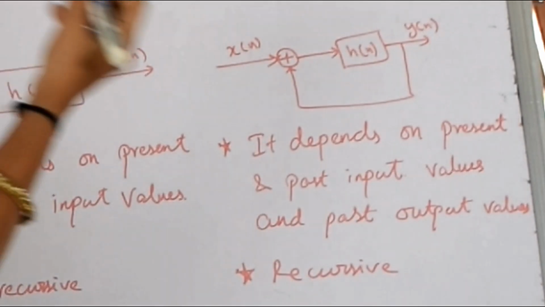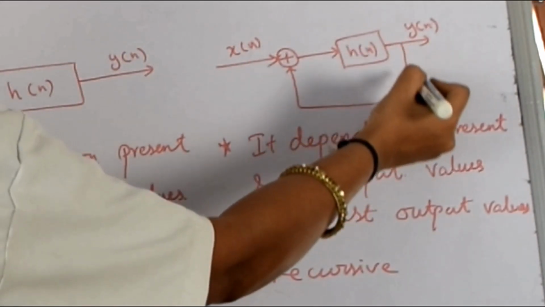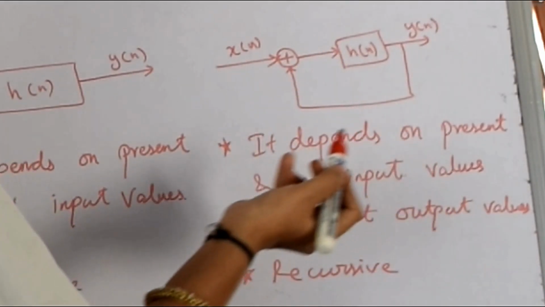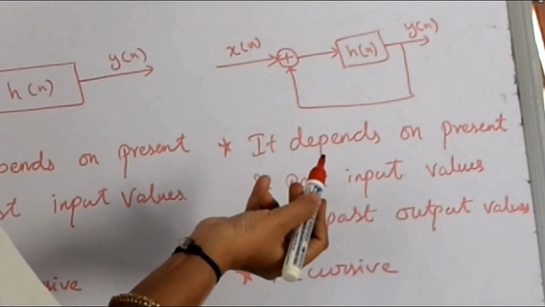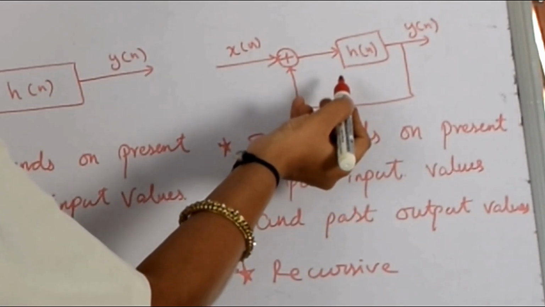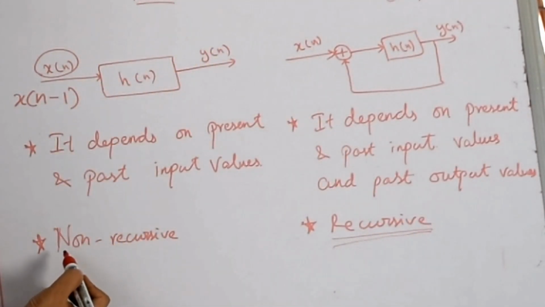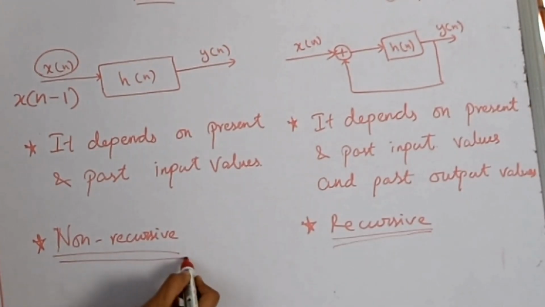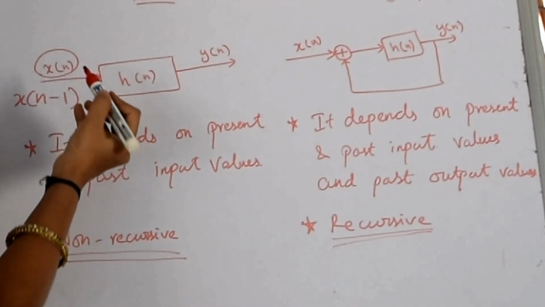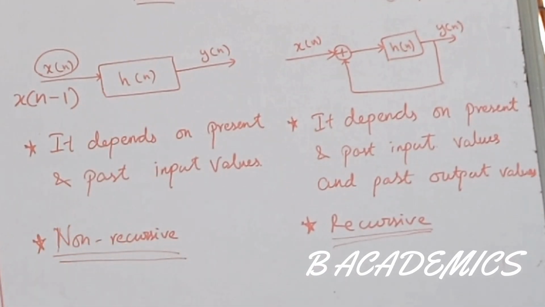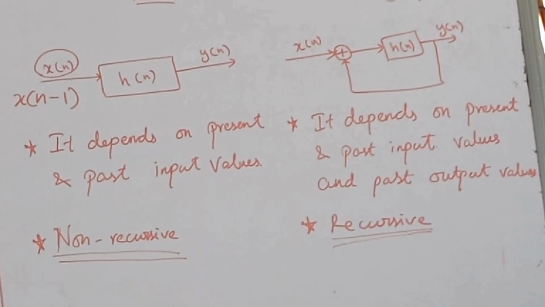Whereas in IIR, here we have the feedback loop. It depends on present and past input values and also past output values. Since we have the feedback loop here, it is called a recursive filter. IIR filter is also called a recursive filter, whereas FIR filter is also called a non-recursive filter. Why? Because we don't have any feedback loop, we don't have any repeated value here. So that's all about the basic types and characteristics of filters.